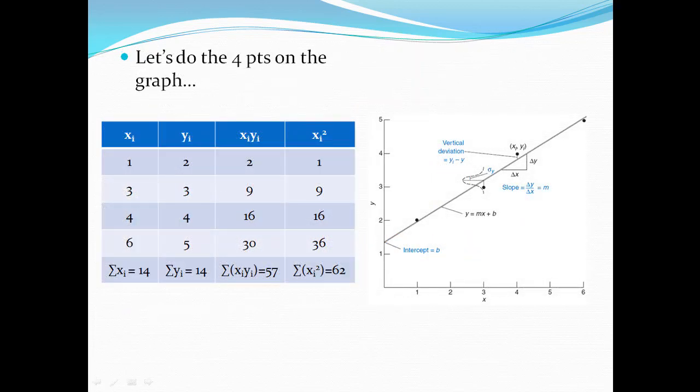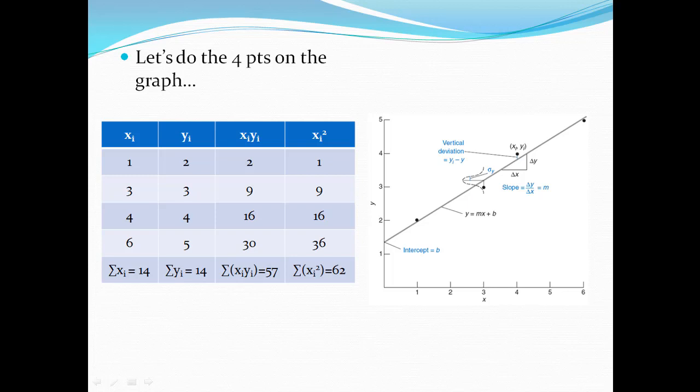So let's go ahead and make a table with the 4 points that we have on the graph. You see that all we're doing here is getting all the x's, all the y's, and then multiplying both numbers and then squaring all of the x's, because we're going to use those in that equation that I just showed you. So if you notice, the first x is 1, the second x is all the way at 3, third one is 4, and the fourth one is at 6. So that's all we're doing. And we're taking the sum of it.